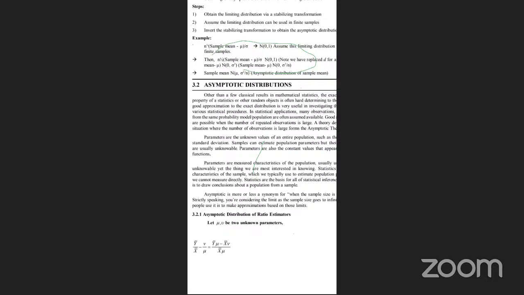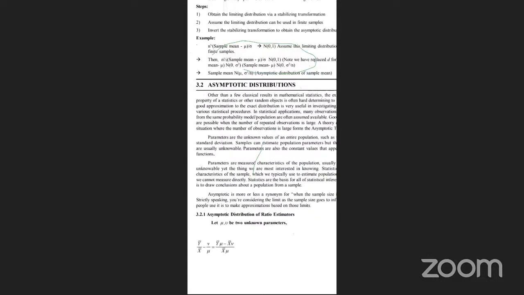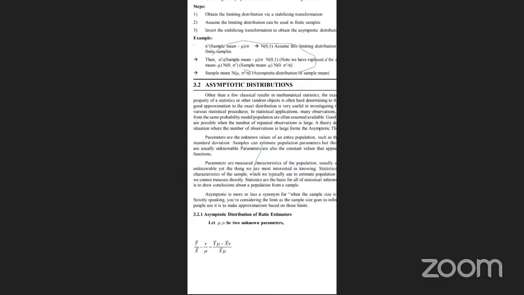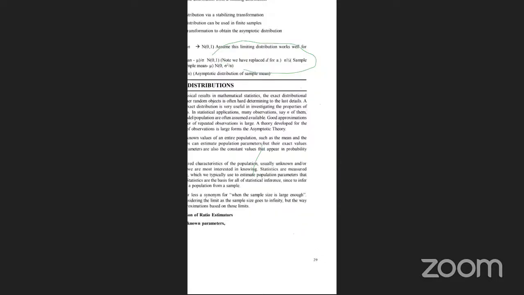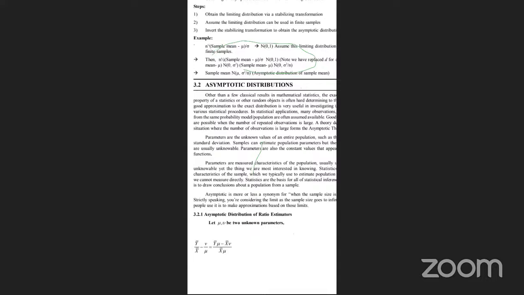Statistics are the basis for all statistical inference, since to infer is to draw conclusions about the population from a sample. Asymptotic is more or less a synonym for when the sample size is large enough. Strictly speaking, you are considering the limit as sample size goes to infinity, but the way people use it is to make approximations based on those limits.